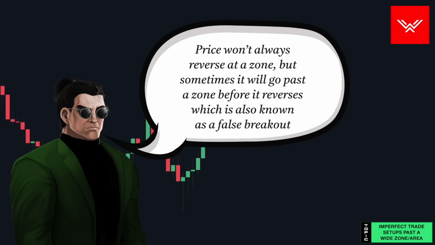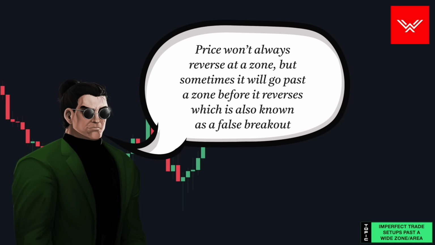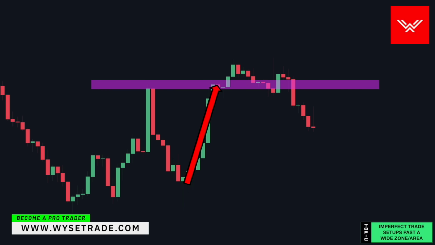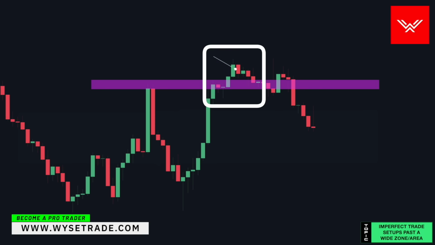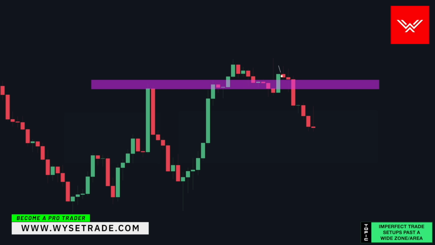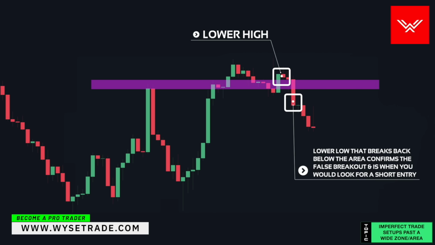Price won't always reverse at a zone, but sometimes it will go past a zone before it reverses, which is also known as a false breakout. So this reversal point here gives you your key level. As price comes back, it breaks through the level. So how do you know whether this is a real breakout or a false breakout? You need to look for trend change price action, which you had through the lower high and lower low, and price breaks back below and presented short trade opportunities.